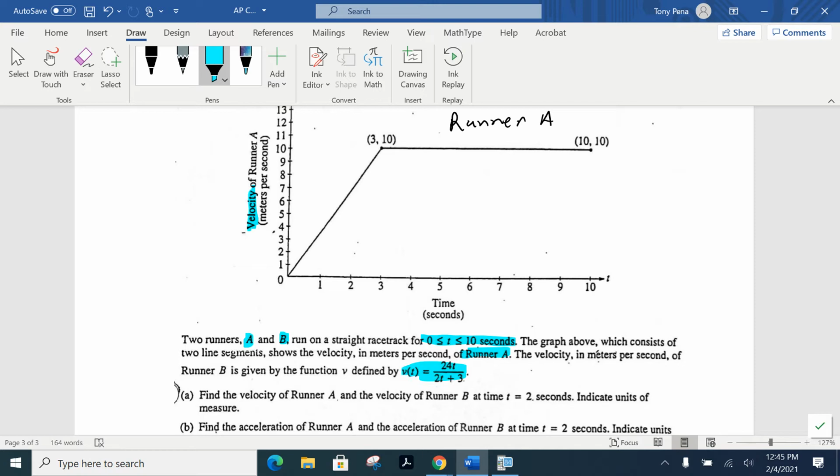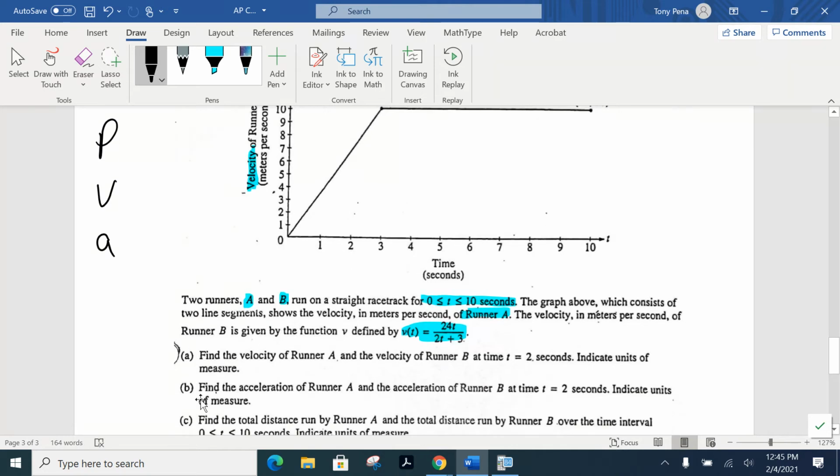So we have a graph to work with, but we also have an equation to work with. If we understand all 3 of these ideas, position, velocity, acceleration: A is asking us for our velocity, B is the acceleration, C is our total distance. So we've got to be able to maneuver back and forth from our velocity using either a graph or an equation, either model, an algebraic model or a graph model. So letter A, find the velocity of runner A and the velocity of runner B at the time of 2 seconds.